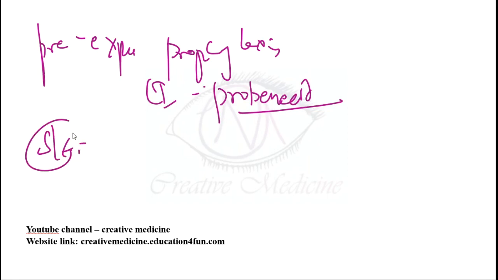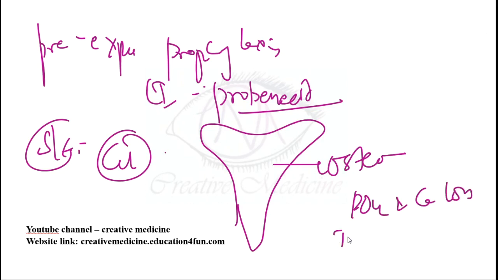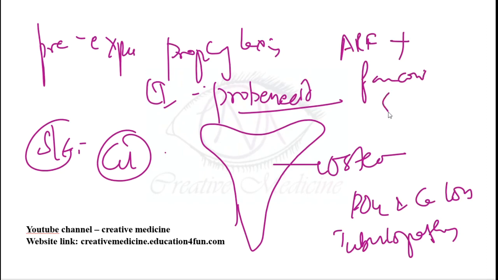Now, if you see side effects, there are GI side effects including nausea, vomiting, and diarrhea. It also causes osteomalacia. Phosphate and calcium loss will be seen, and there can be tubulopathy, and also acute renal failure with Fanconi syndrome in patients on tenofovir.